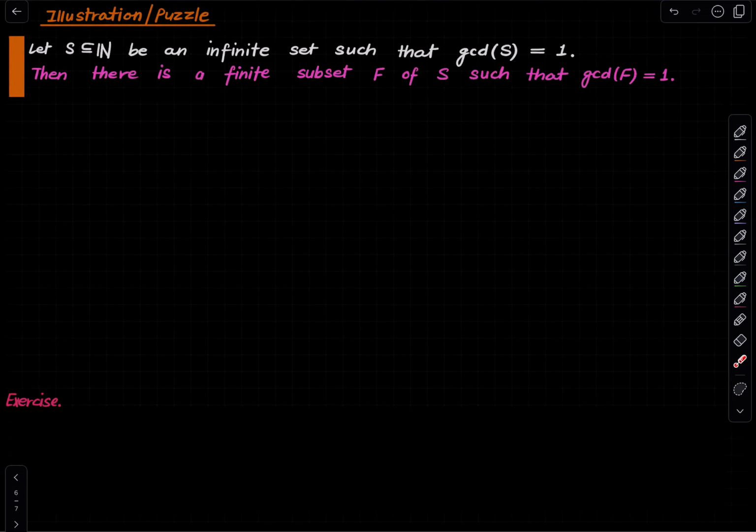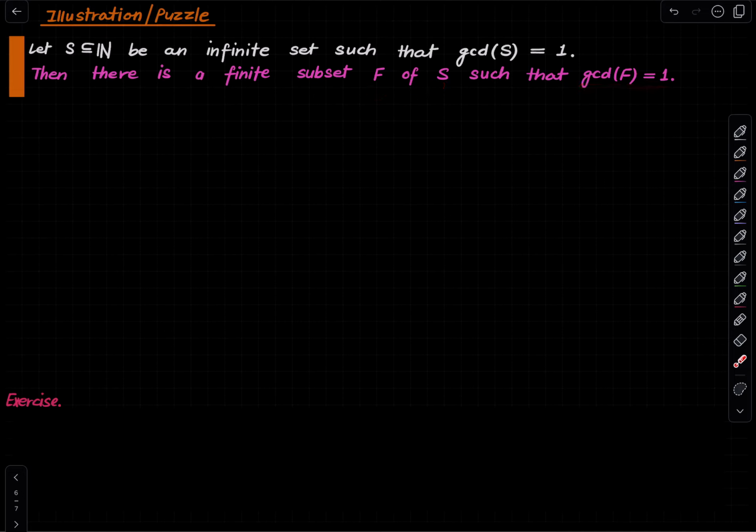So it's a simple puzzle. Fix an infinite subset S of natural numbers such that the GCD of them is 1. As we discussed, we can define GCDs of infinite subsets also. Just collect all the positive common divisors and take the maximum. Then we want to say that there is a finite subset of S whose GCD is 1. If an infinite subset has no non-trivial common divisor, then there is a finite subset of it which also witnesses the same fact.